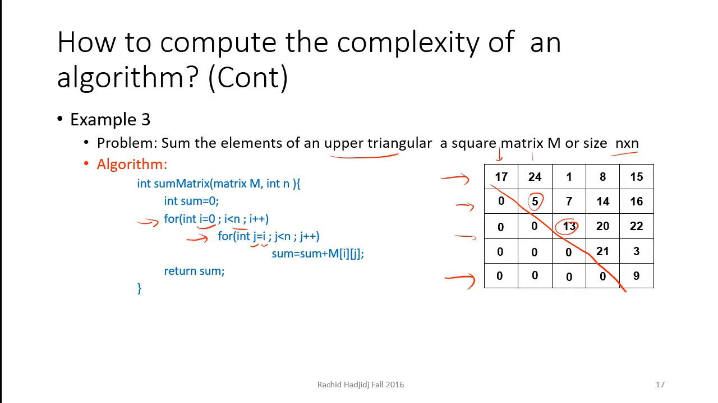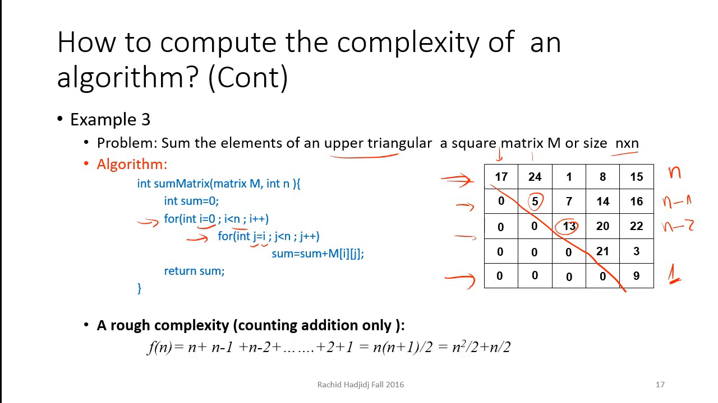If we want to do it, we need just to see that for the first row, we're going to be summing n elements. For the second row, we're going to be summing n minus 1 elements. For the third row, we're going to be summing n minus 2, etc. And the last row, we're going to be summing 1 element here. So the complexity is going to be what?